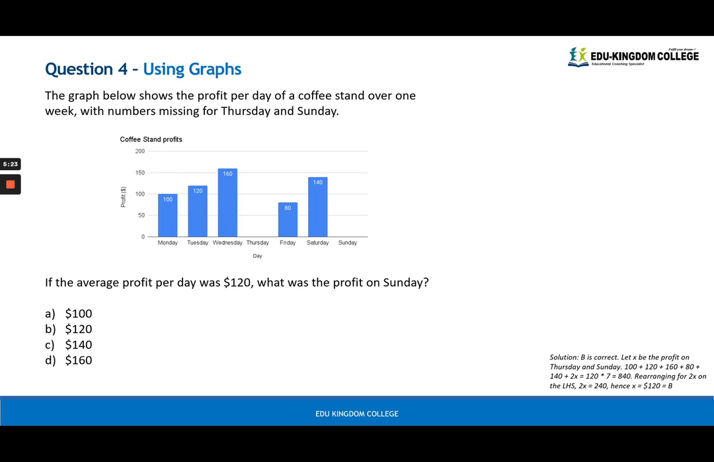Okay, so we know that there are 2 days missing, Thursday and Sunday, and the average profit per day was 120. What is the profit on Sunday? And we know that these two are the same. Okay, so first of all, $120 is the average per day. So times that by 7, which will give you a total, which is actually $840.